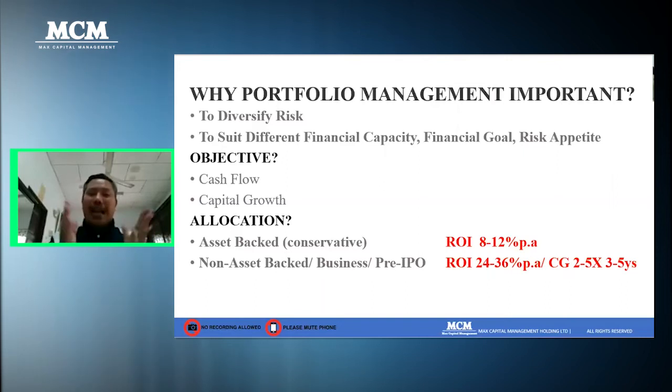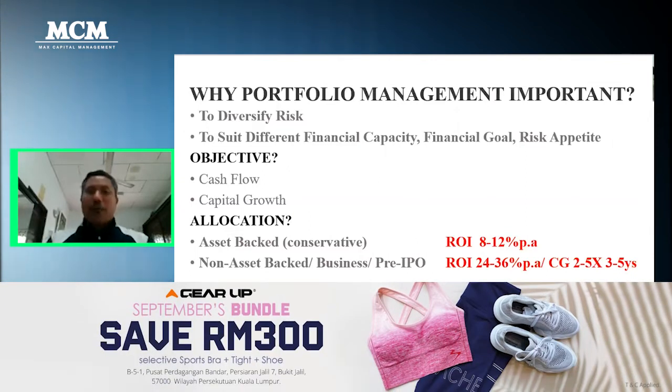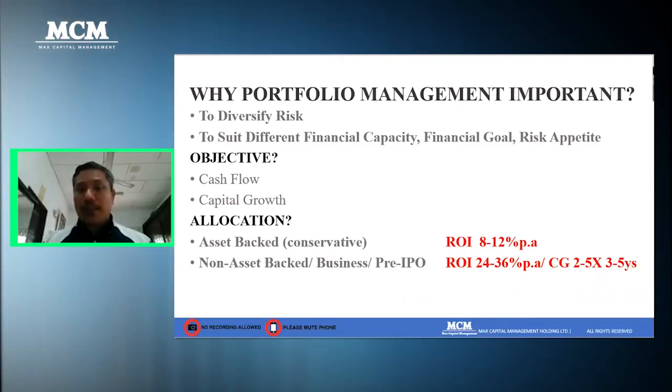And then of course, the asset allocation is also very important. When we have funds to invest, basically we need to know, are we going for the conservative asset-backed, where you're expecting an ROI of maybe 8 to 12% per year? And then non-asset-backed, where you have a certain level of risk exposure, that may have a very decent return in the range of maybe 24 to 36% per year, or a capital growth of 2 to 5x in 3 to 5 years. So it very much depends on your financial objective.